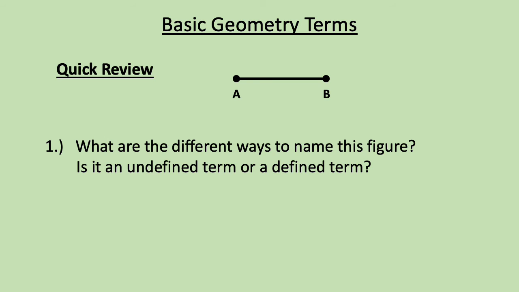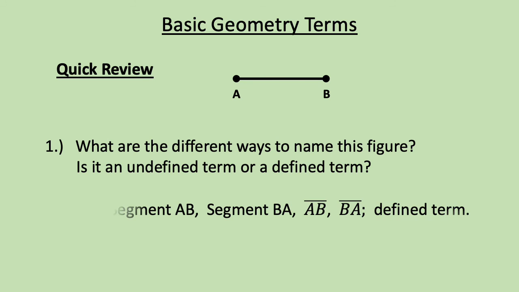Okay, let's check our answer. The different ways to name this figure are segment AB, segment BA. We could also name it using the symbol for a line segment, and underneath it put the two letters of our endpoints, AB and BA, and that's pronounced segment AB and segment BA as well. And this is a defined term. A line segment is a defined term.